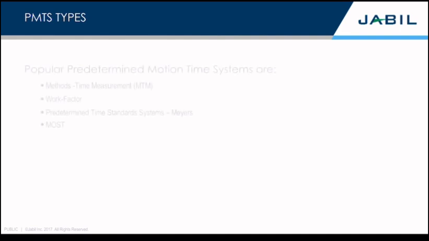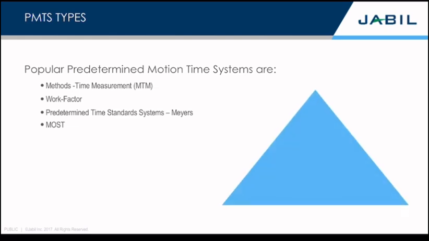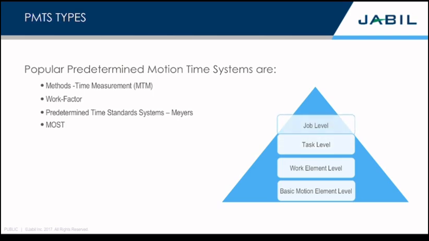Popular predetermined motion time systems are Methods Time Measurement, MTM, Work Factor, Predetermined Time Standard Systems, Myers, MOST. When we look at the work content, we can split each job in different tasks. Each task consists out of different work elements, MOST level. And each work element is a combination of different basic motions, MTM level.